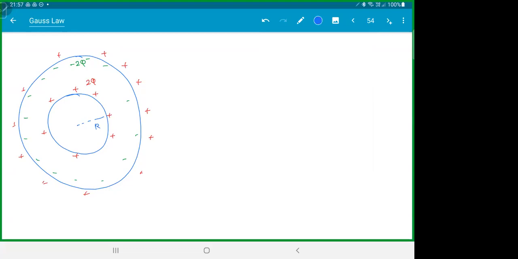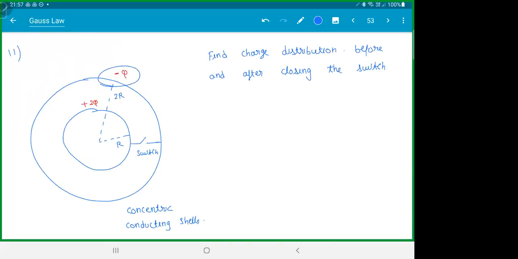Or if you're confused, I'll do one thing. Let this be X. So total charge on the outer shell will be minus Q only, no? That is isolated. It is not connected to anyone.